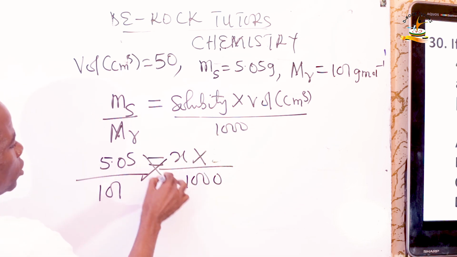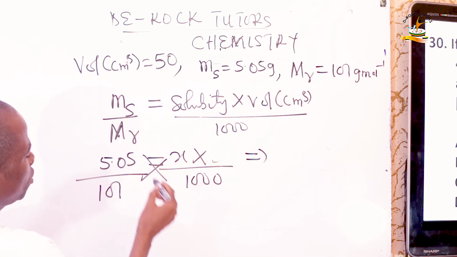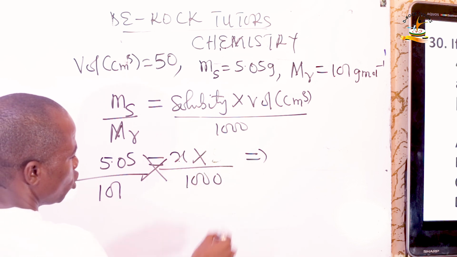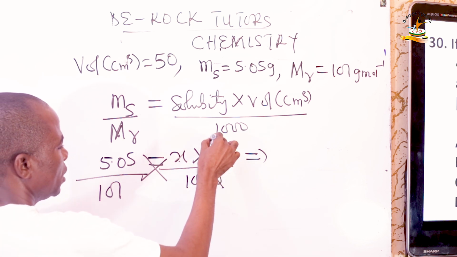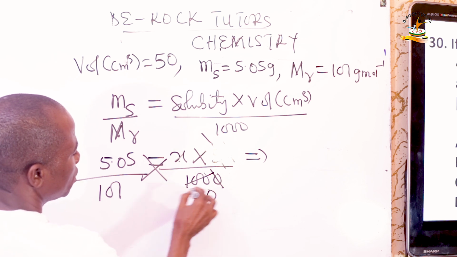What do we do? We just cross multiply, so that here we now have X times 50, that's 50X. Or we could do it like this: you can divide this by this, so that 5 here, 5 is 100, that is 20.